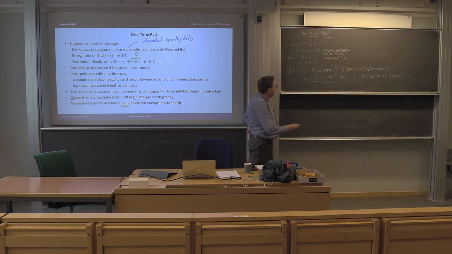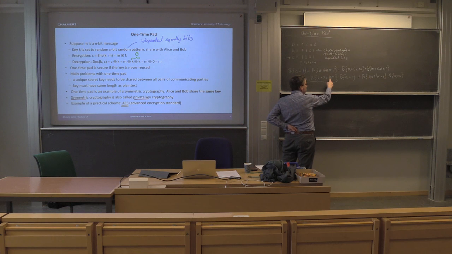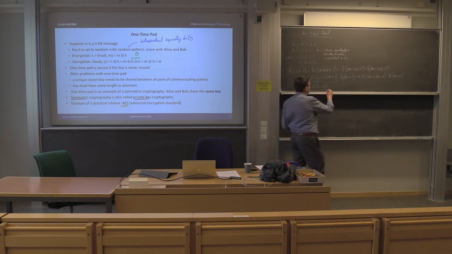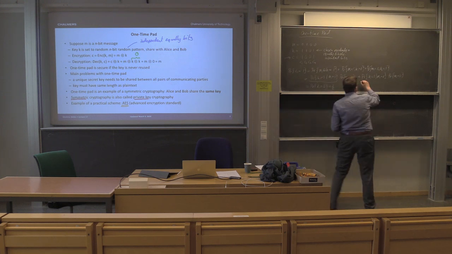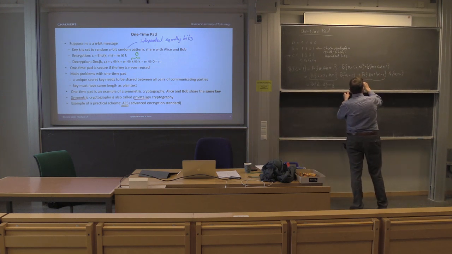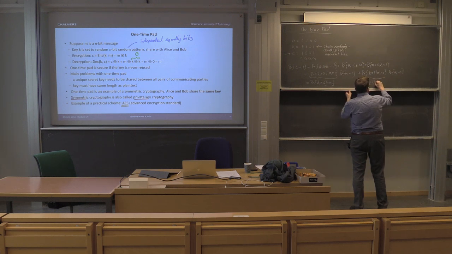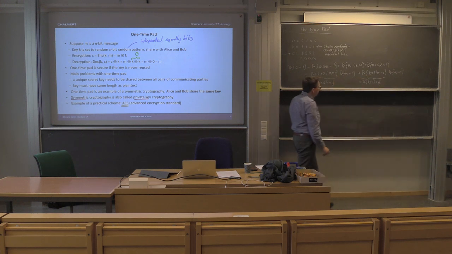Exactly. So the key does not depend on the message. So this is equal to the probability that K1 is equal to 0, right? It doesn't depend on the message. We generate the key independent of the message. So this is simply 1/2. And the same argument is that the probability that K1 is equal to 1 given that the message bit is 0 is also equal to the probability that K1 is equal to 1. So this is equal to 1/2.